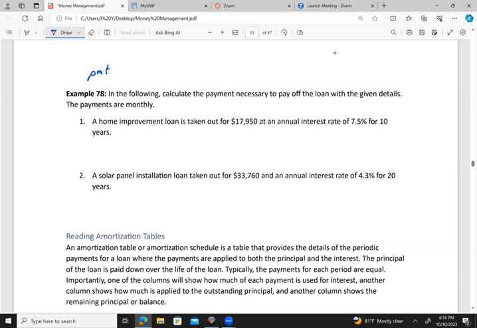Payment equals P times R over N times 1 plus R over N to the NT divided by 1 plus R over N to the NT minus 1. So let's write this out. Let's see what we have going on here.